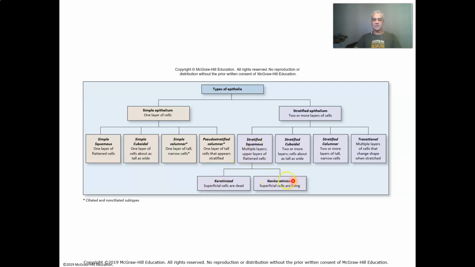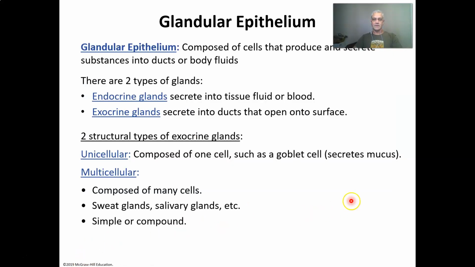Or you can have non-keratinized. The superficial cells are living, like your esophagus, the anal canal, the vagina. You don't want keratinized tissues there. Okay.